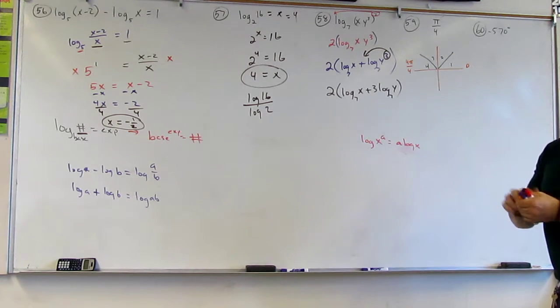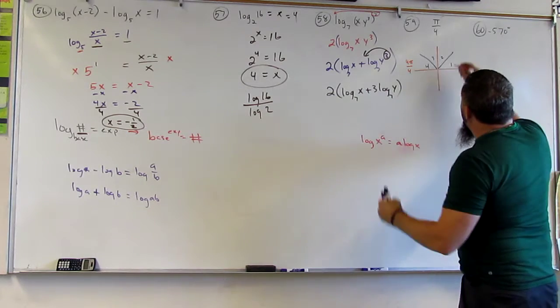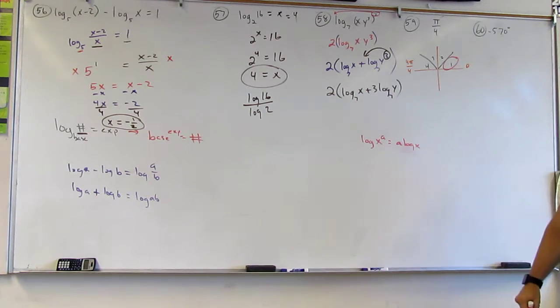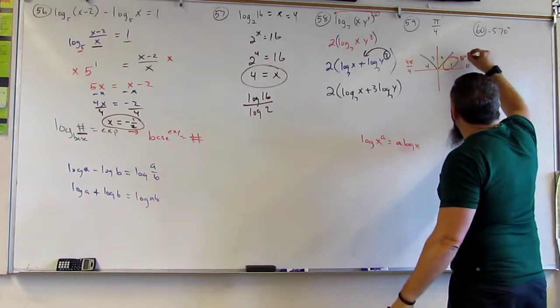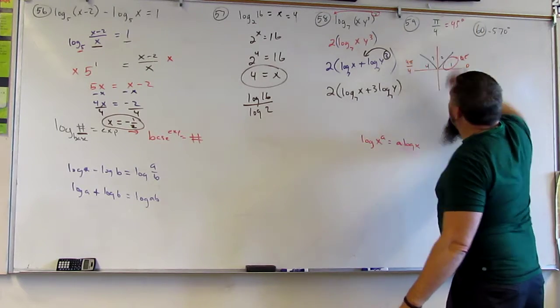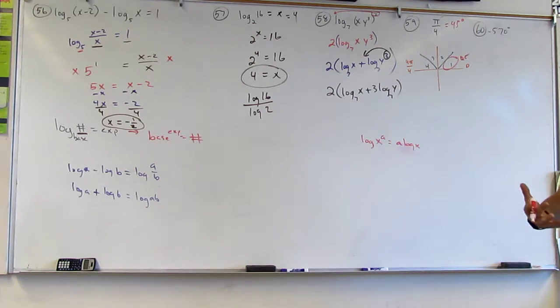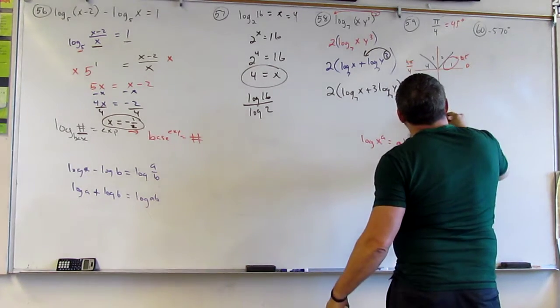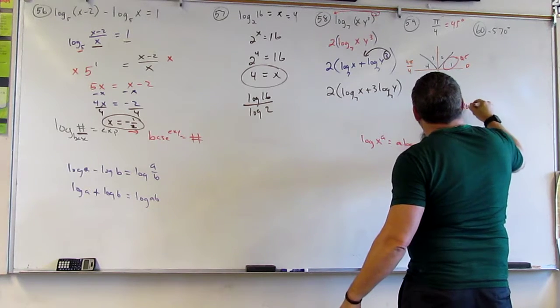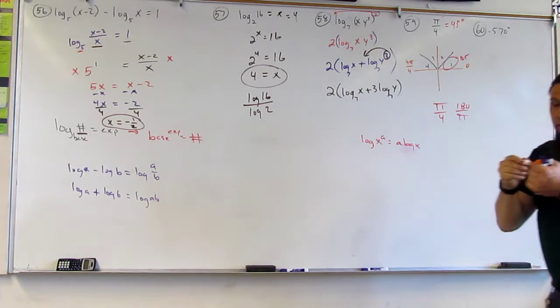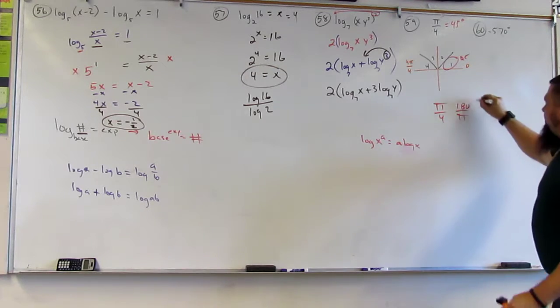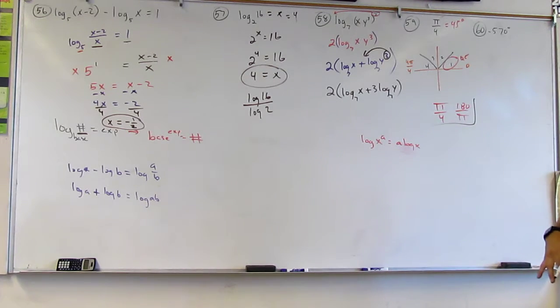So how much would one of these be? If I cut 90 in half, how much is that? 45. It's that simple. Oh, that's it, right? Now, there's another way you can do it. It's pi over 4 times 180 over pi. Okay? So, what goes into top and bottom?